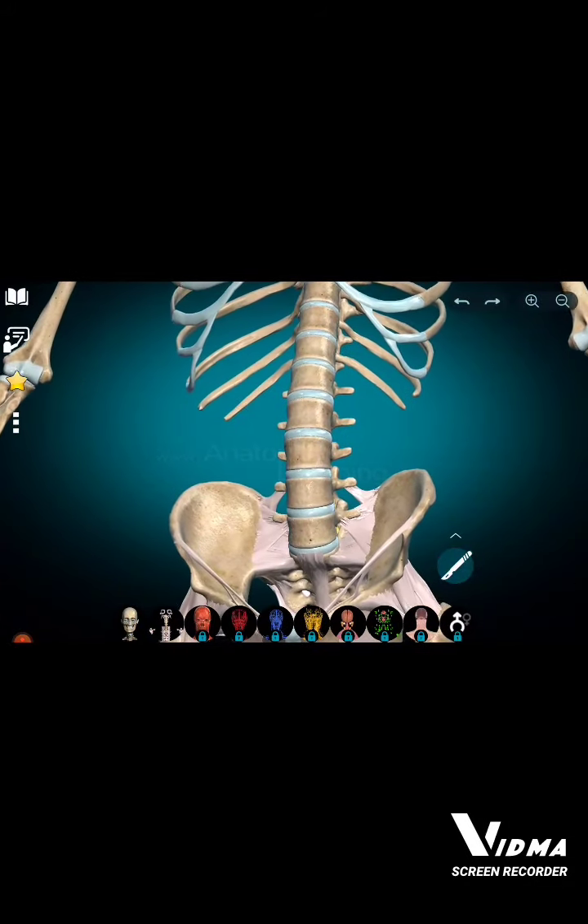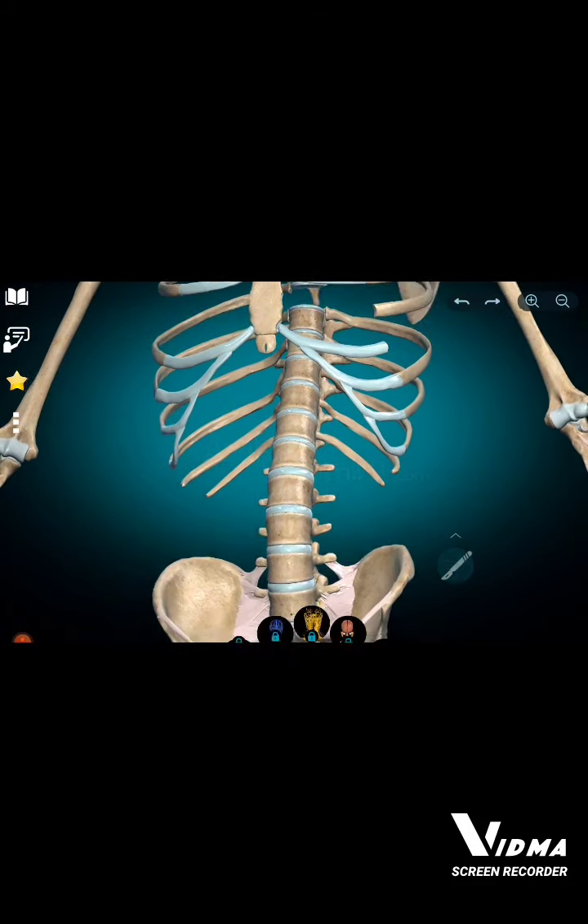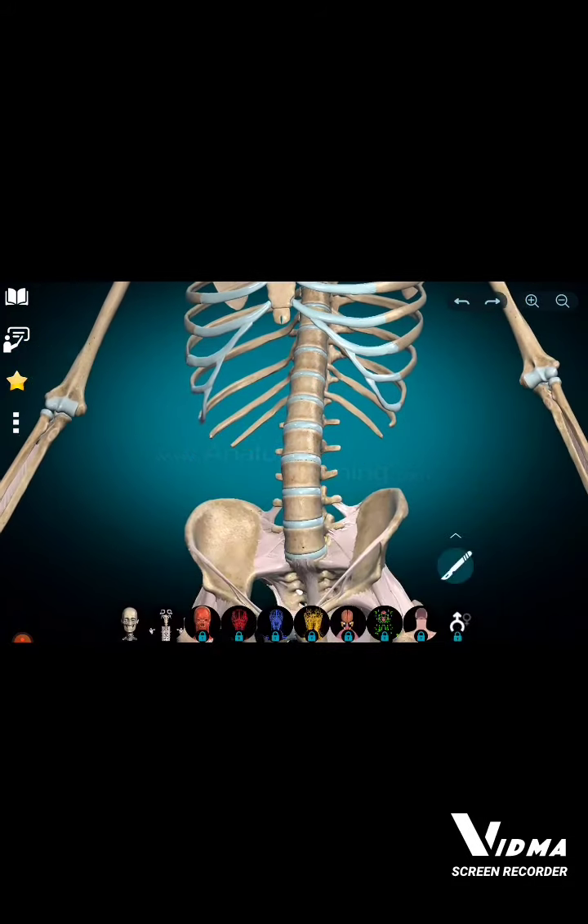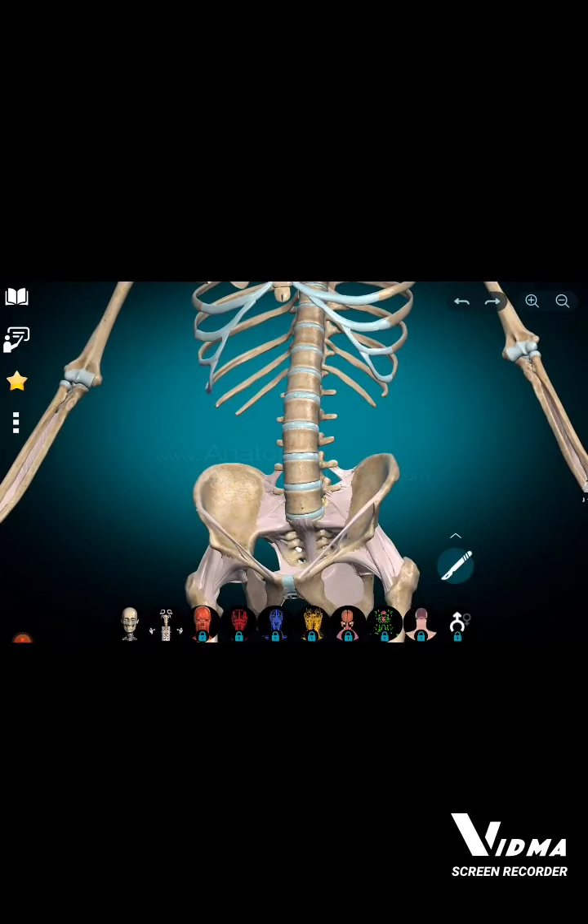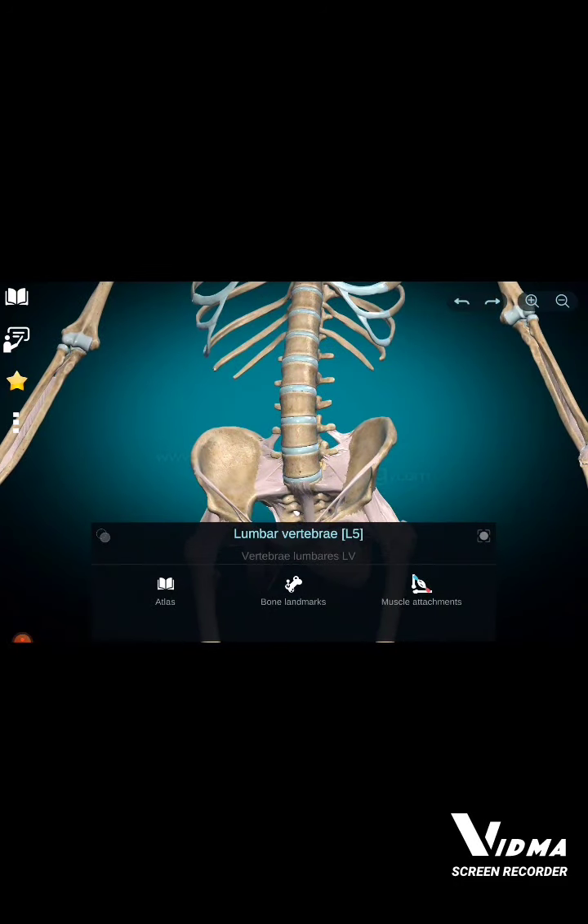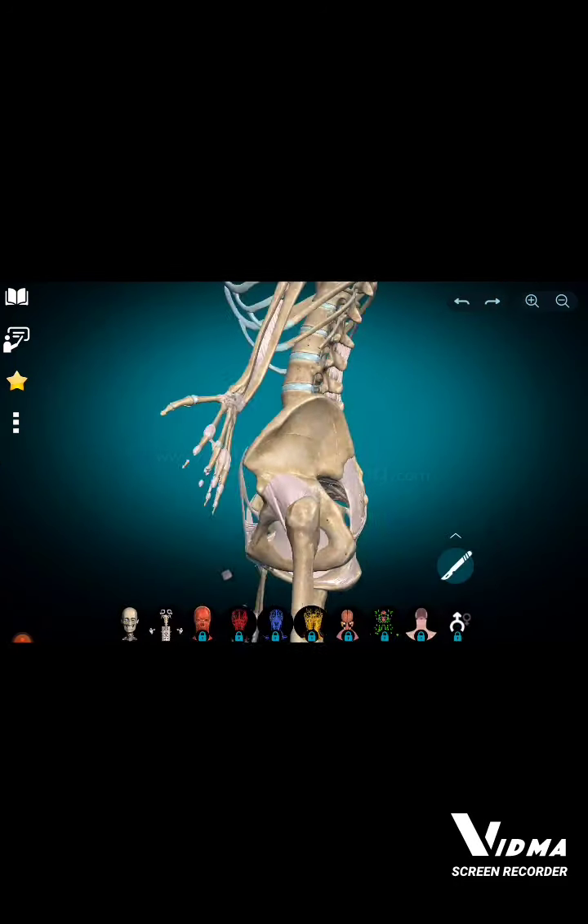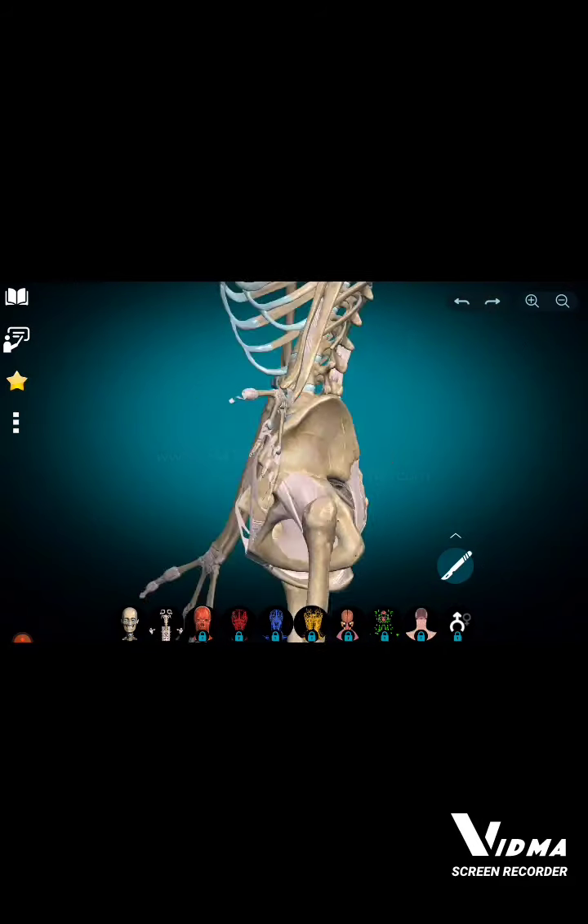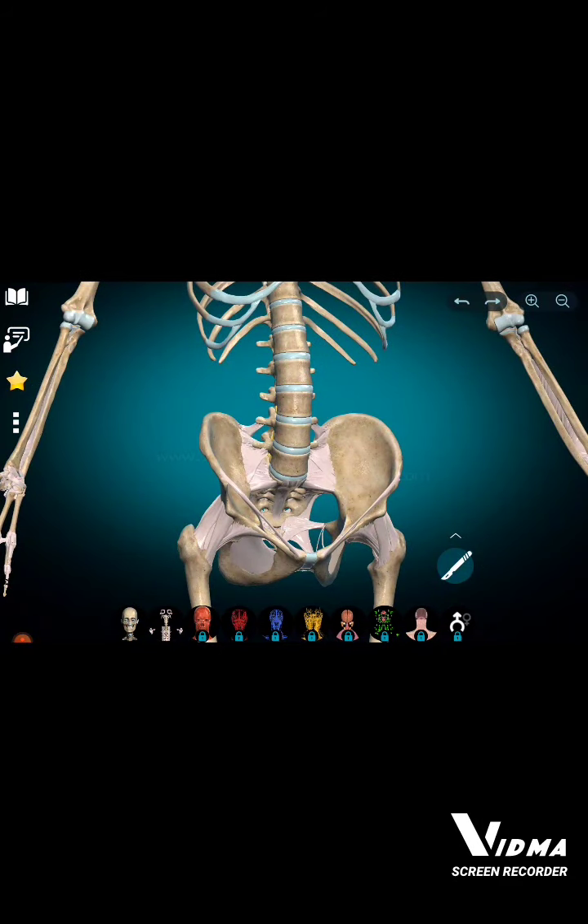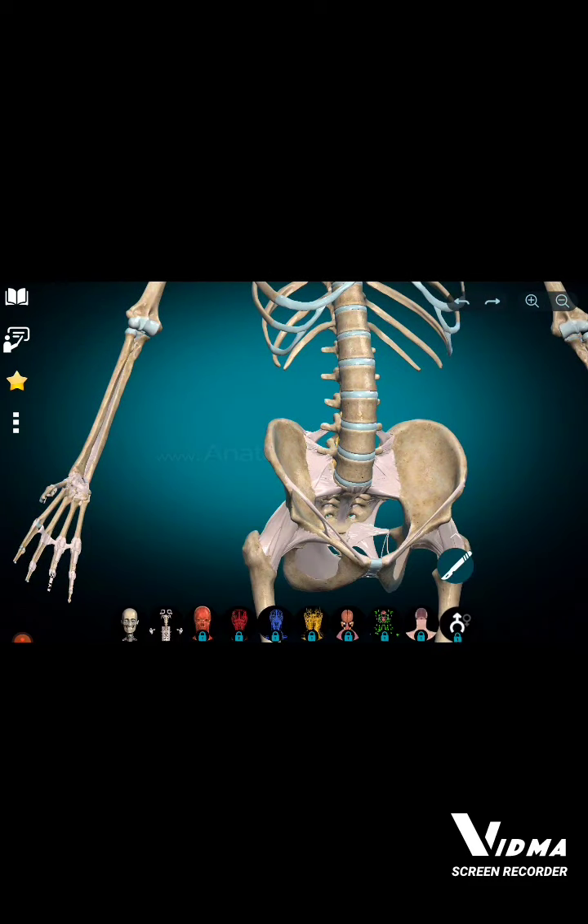After that, lumbar vertebra 1, lumbar vertebra 2, lumbar vertebra 3, lumbar vertebra 4, 5. These 5 lumbar vertebrae, freely present, give space for the attachment of back muscles. And sacrum and coccyx, we will see.